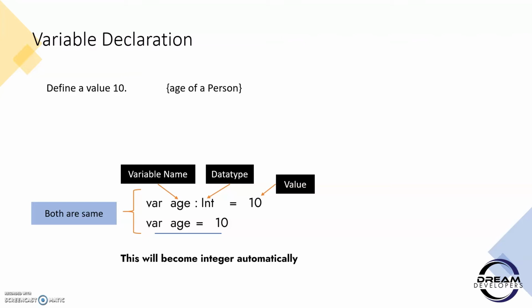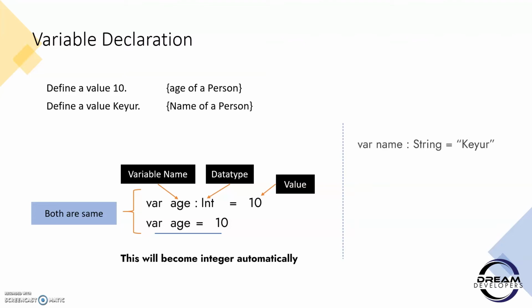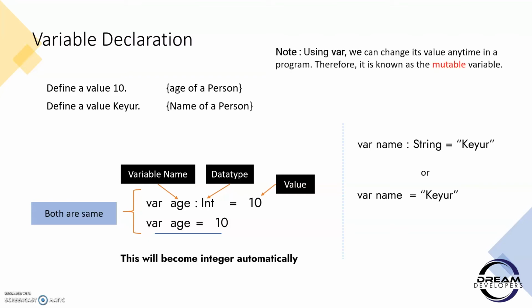Let's take another example of a string. Define a value Keyur, the name of a person: var name: String = Keyur. We can see that the S in String is also capital because in Kotlin everything is an object. Or we can also write var name = Keyur. These both are the same. Now, using var we can change its value anytime in a program. Therefore, it is also known as mutable.